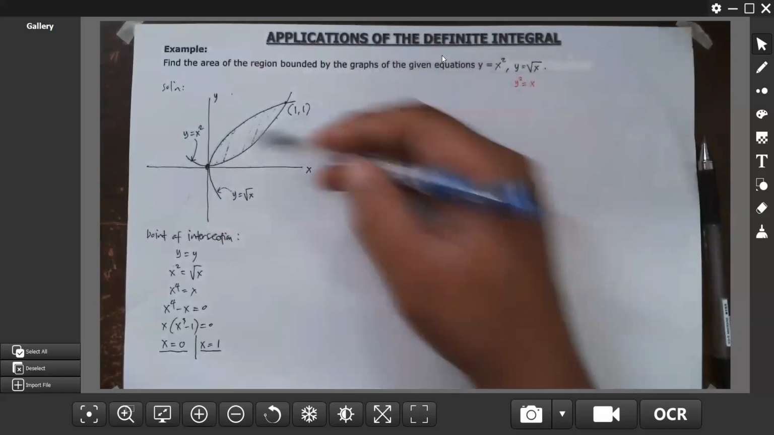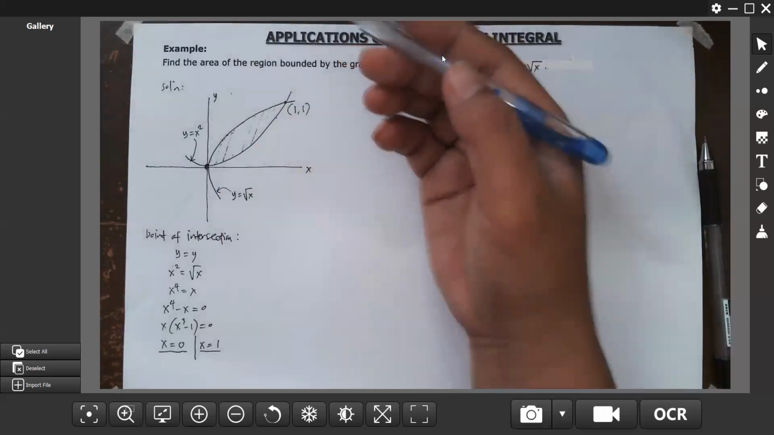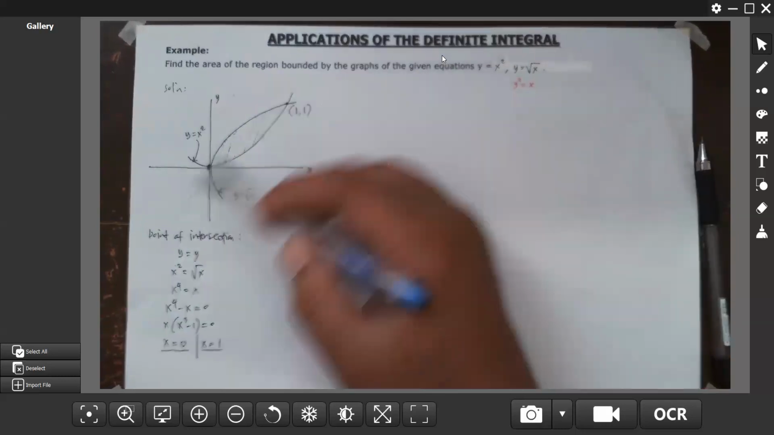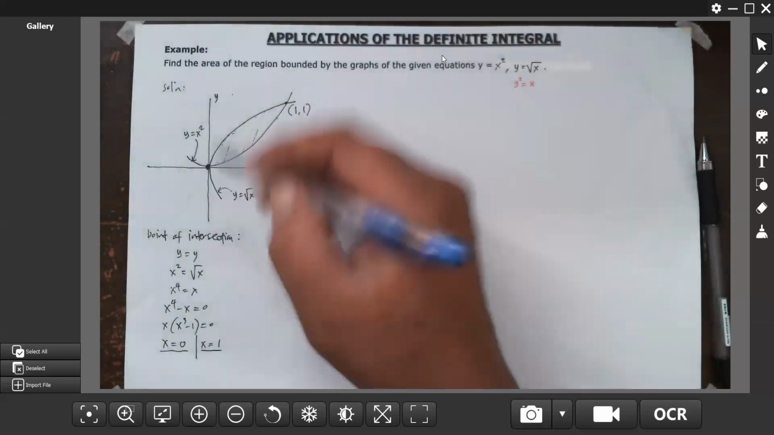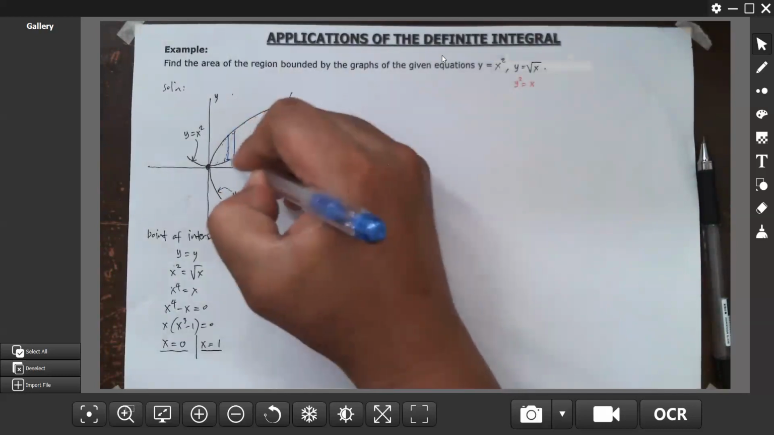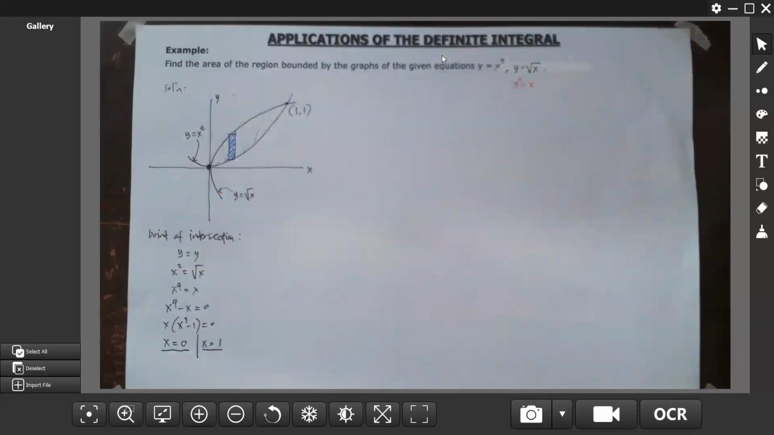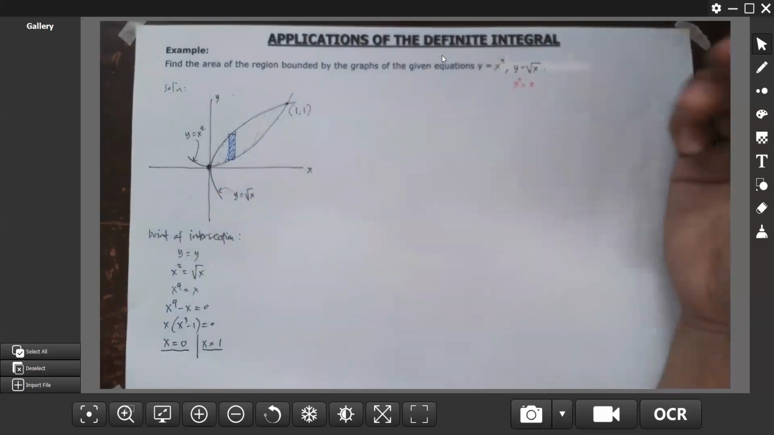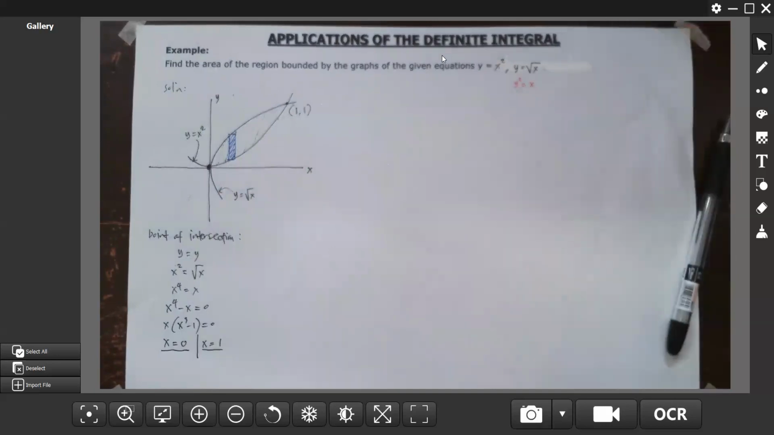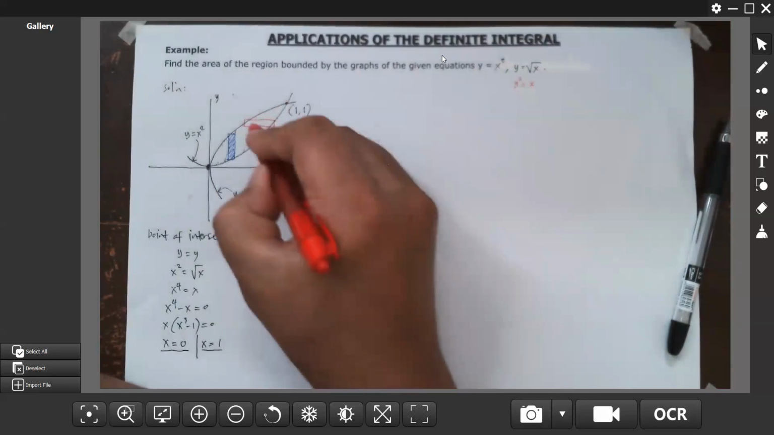And we can solve this in two ways. First, we analyze a vertical rectangular strip, and second, we analyze a horizontal rectangular strip. Now, our notation for a vertical strip will always be y up minus y down. And for a horizontal strip, this one.